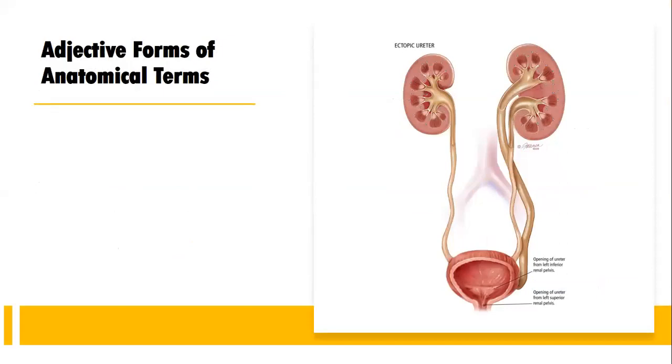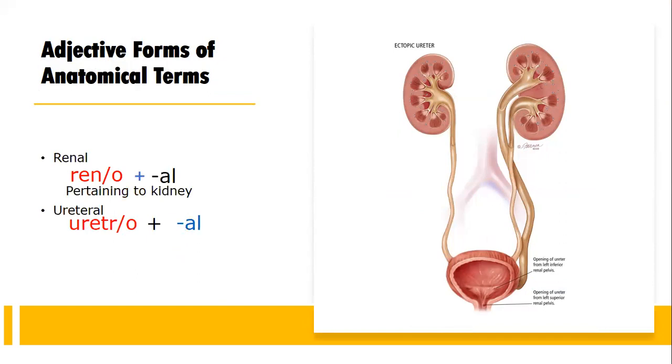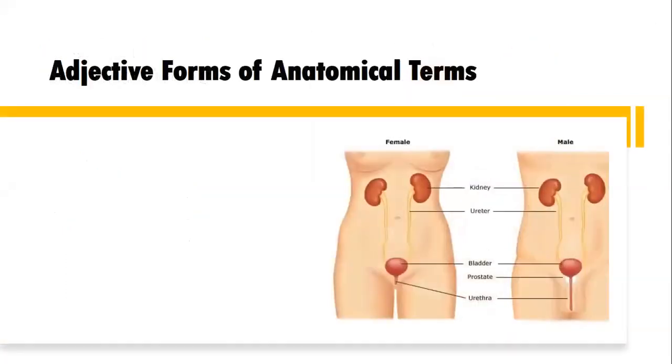Adjective forms of the anatomical terms: renal, as in renal artery, renal vein, renal capsule. Ureteral, as in ureteroscopy, pertaining to the ureter. Urethral, as in urethroplasty, pertaining to the urethra.